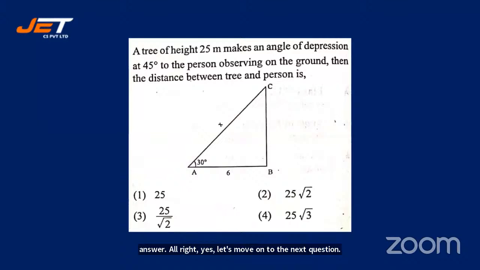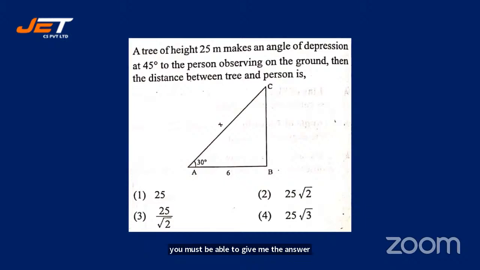A tree of height 25 meter makes an angle of depression of 45 degree to the person observing on the ground. Then the distance between the tree and the person is dash. The figure is given to you, and I'm sure you must be able to give me the answer.